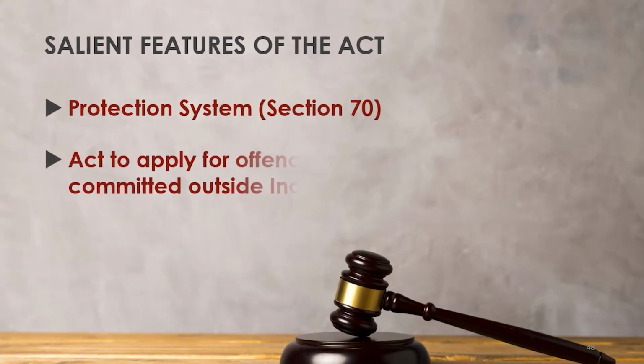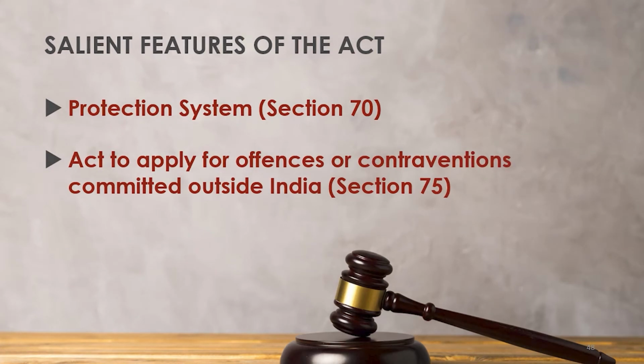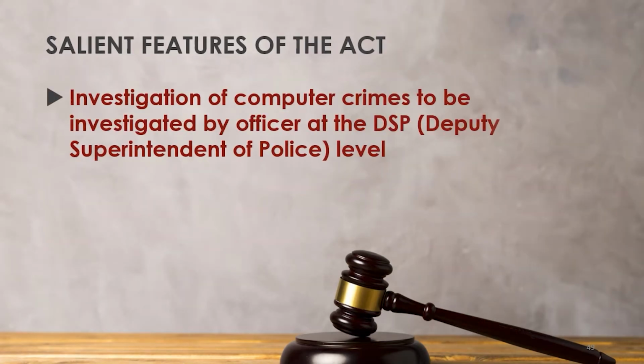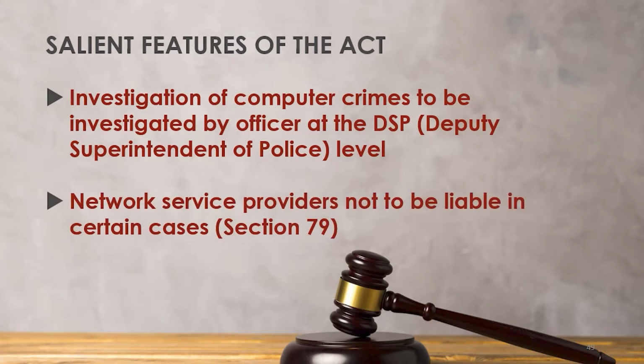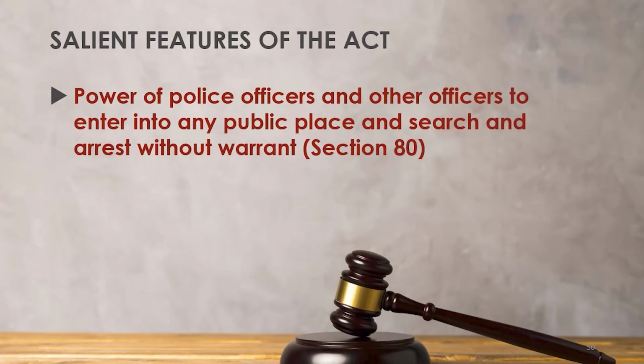And if you look at section 75, it talks about applying to offences or contraventions committed outside India. Whoever commits a crime outside India can be booked under section 75. And who can conduct the investigations? That is section 79, that talks about investigation of computer crimes to be investigated by an officer not less than the rank of Deputy Superintendent of Police, and network service providers not to be liable in certain cases, and the power of police officers and other officers to enter any public place, search, and arrest warrant that can be issued with the section 80.